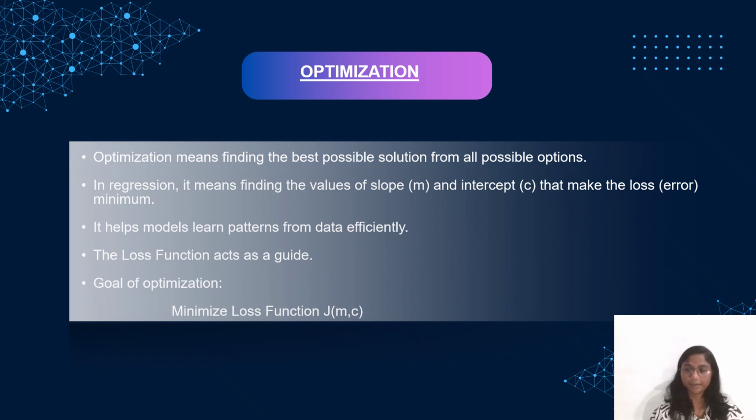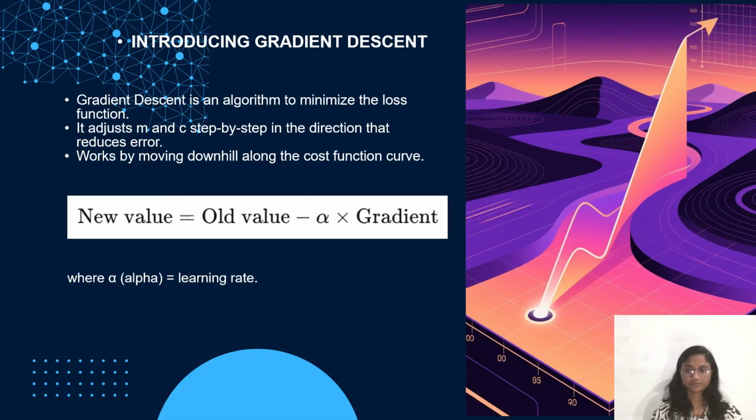Next we will see optimization. What is optimization? Optimization means finding the best possible solution from all the possible options. In regression, it means finding the value of slope m and intercept c that makes the loss, that is the error, minimum. It helps the model learn patterns from data efficiently. So the goal of optimization is to minimize the loss function, that is J(m, c).